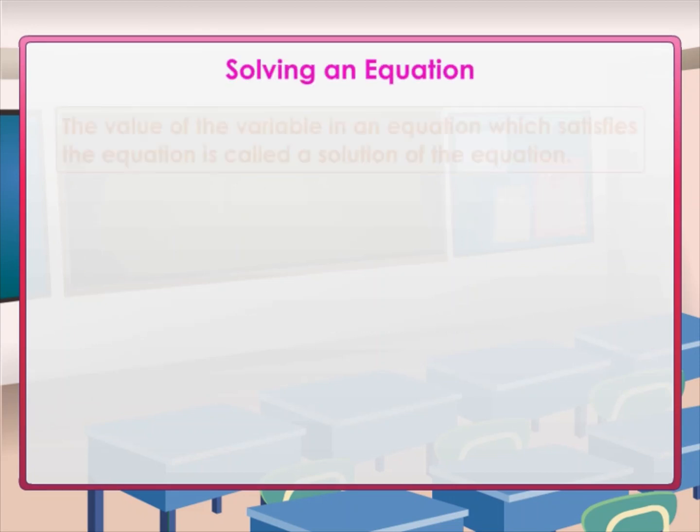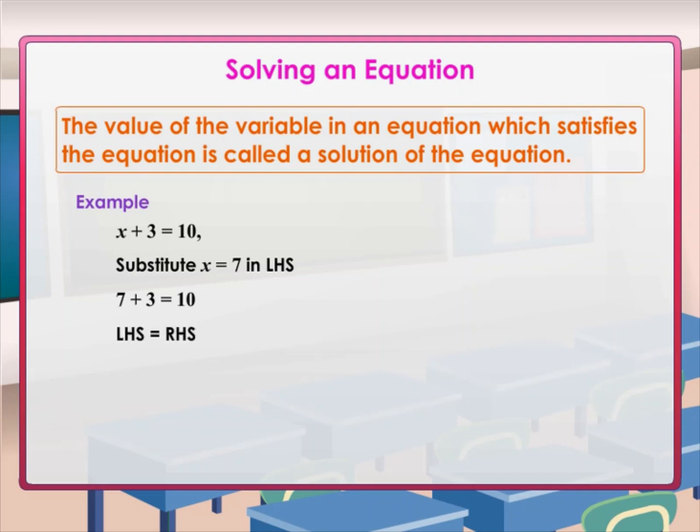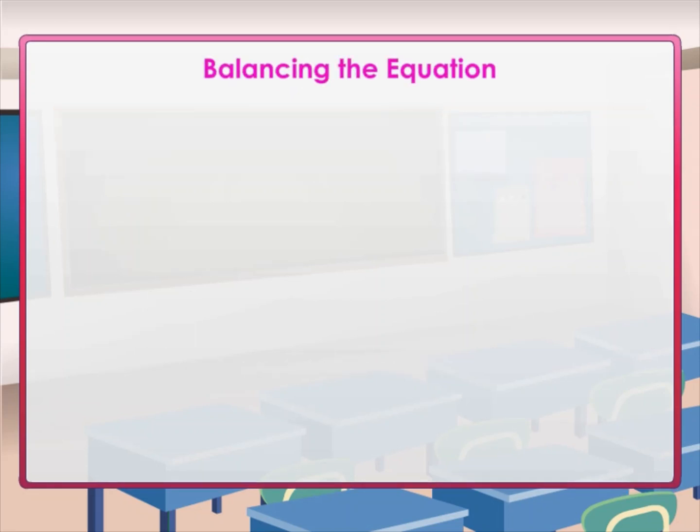Solving an equation. The value of the variable in an equation which satisfies the equation is called a solution of the equation. Example, x plus 3 is equal to 10. Substitute x is equal to 7 in the LHS. 7 plus 3 is equal to 10. LHS is equal to RHS. Hence, x is equal to 7 is a solution of the equation. Balancing the equation. In this topic, we are going to learn how to balance the equation.